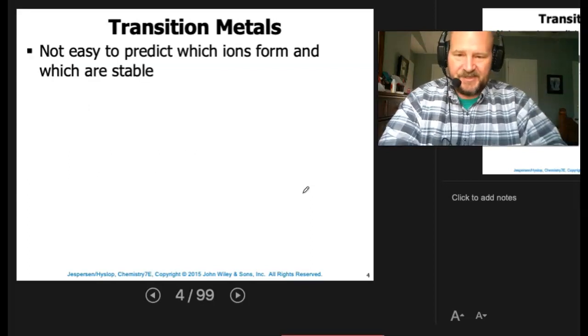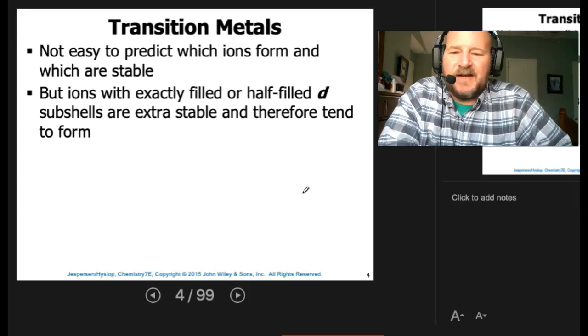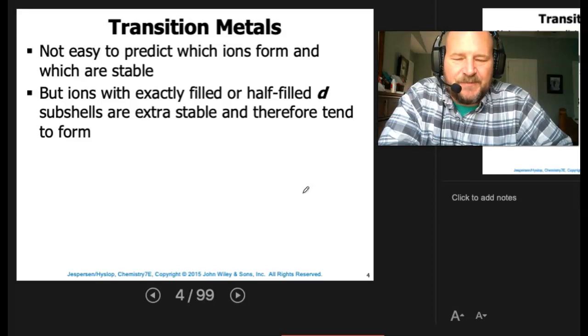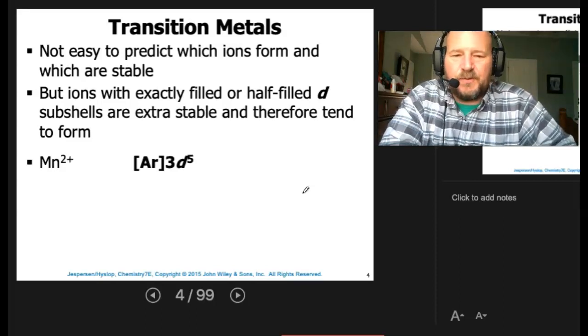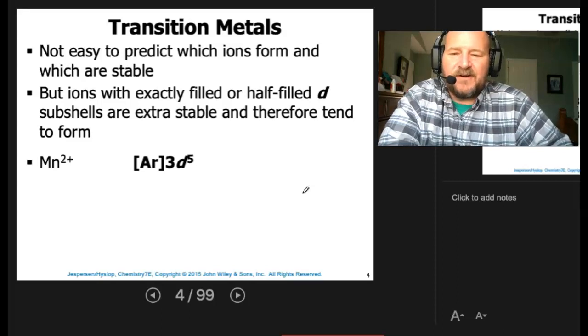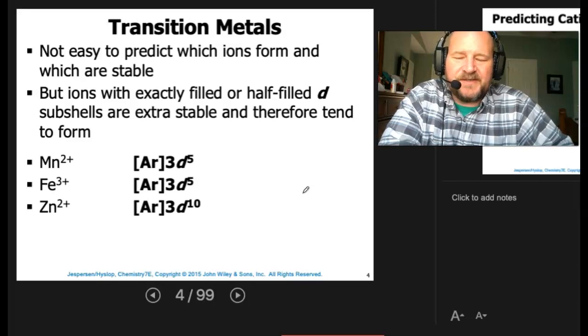Transition metals, not easy to predict which ions form which are stable, but ions with exactly filled or half-filled d subshells are extra stable and therefore tend to form. So in other words, a manganese 2+ would give us argon 3d5. Iron 3+ gives us that argon 3d5. Zinc, its only one is a +2, and we can see it ends up with a 3d10, so it has that full d subshell.